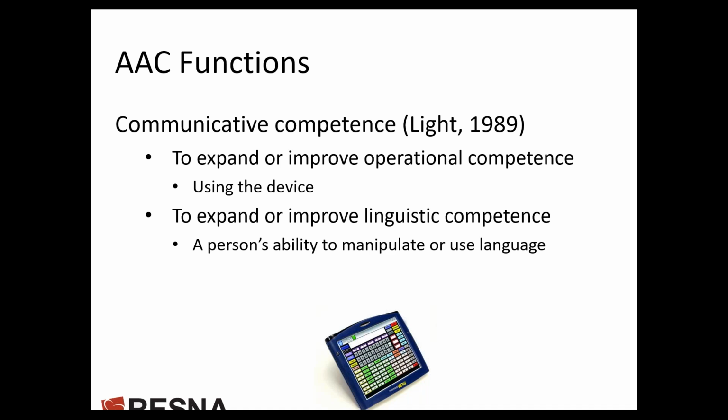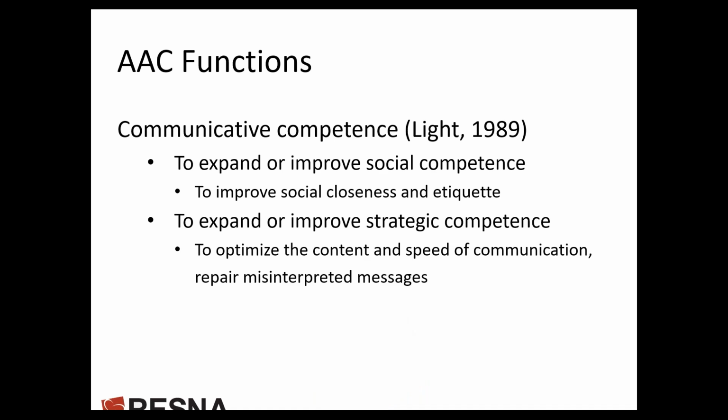Second is to expand or improve linguistic competence. So this refers to a person's ability to manipulate or use language. Thirdly is to expand or improve social competence. This is an extremely important capability, and you need to be able to address the ability to improve social closeness and etiquette. And then finally, we have to expand or improve strategic competence. So being able to optimize the content and speed of communication and to repair misinterpreted messages.